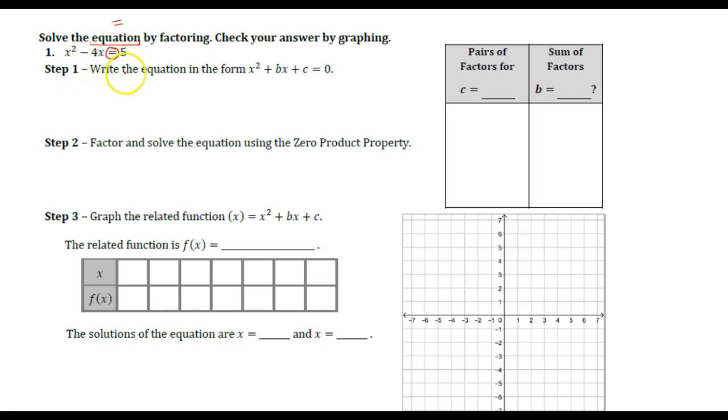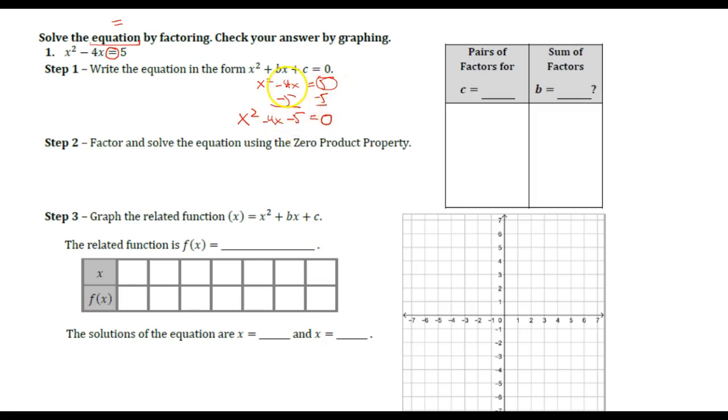So the first step we're going to do is write the equation in this form. Right now, as you notice, it's not in that form, not yet anyways, because there's a 5 on this side. It's not 0. What's the opposite of a positive 5? Negative 5, right? So I'll subtract 5 from both sides, and I'll get x squared minus 4x minus 5 equals, what's 5 take away 5?